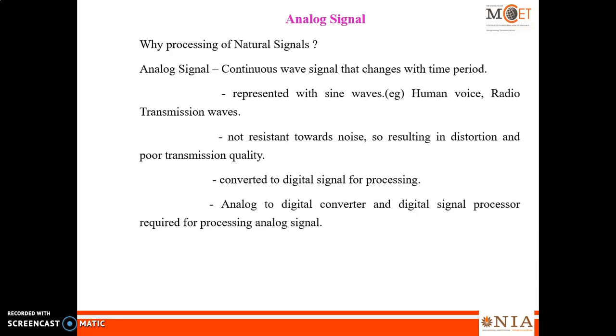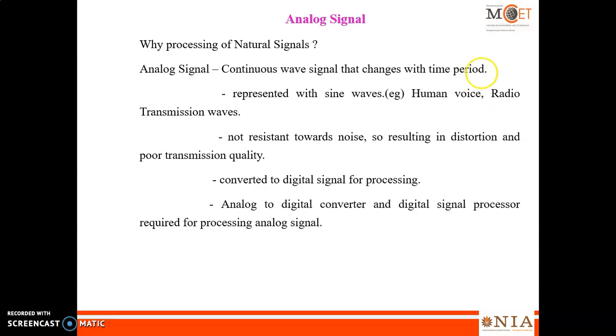Why? What is the reason? It can't resist noise. So what will happen? Distortion will occur. If distortion occurs, what will happen to the transmission quality? The transmission quality will automatically become poor. So you should improve the transmission quality. How can I improve the transmission quality? By converting this analog signal into a digital signal.